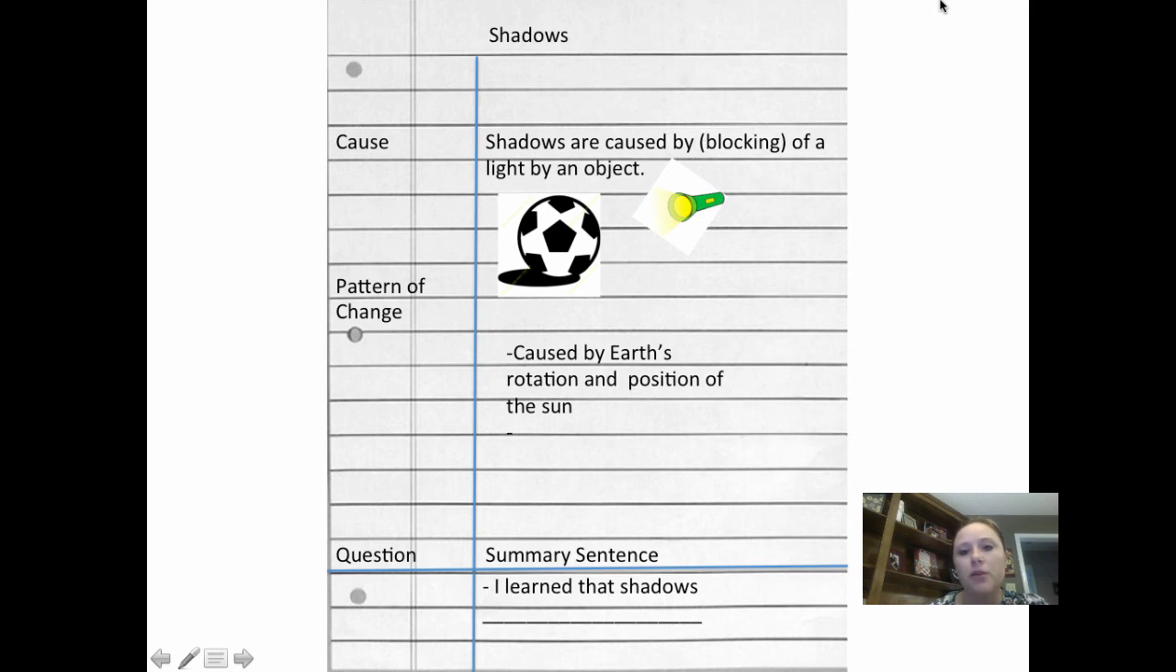You will take a picture of your notes and submit it into Haiku, and then also put your notes in your binder behind your science section and take them to class so that they can be checked in class.